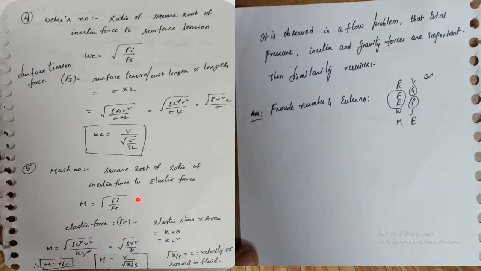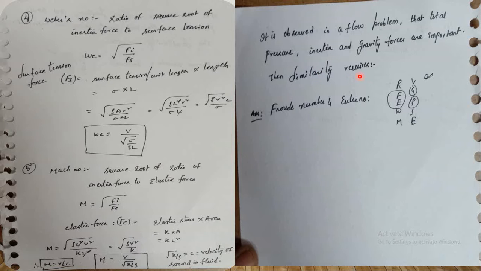Coming to the next number, that is the Mach number. The Mach number is the square root of the ratio of inertia force to the elastic force. So M equals root of Fi by Fe, where the elastic force is the product of elastic stress into area, that is K L square. M is nothing but the square root of the ratio of these two, and we get finally V by root of K by rho. What is root K by rho? It is the velocity of sound in the fluid. Remember it. So we can write root K by rho as C, that is the velocity of sound in fluid, and M equals V by C finally.